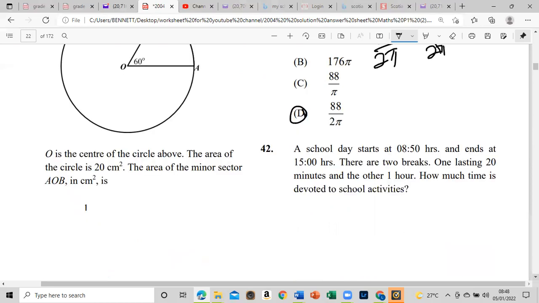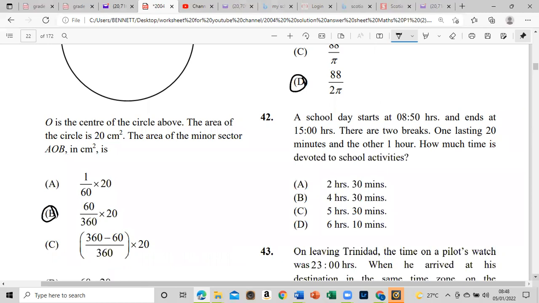A school day starts at 8:50 hours and ends at 3:00 hours. There are two breaks, one lasts 20 minutes and the other 1 hour. How much time is devoted to school activities? Right. First, I take off 10 minutes, I add 10 minutes to this, so call this 9 o'clock. All right. So from 9 to 3.